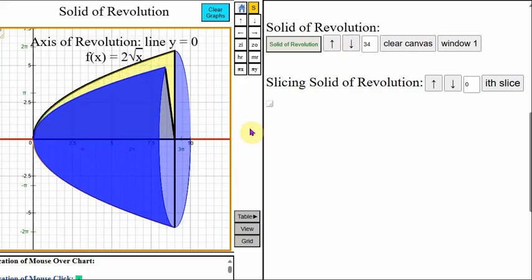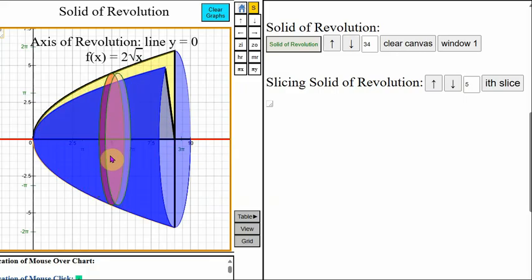And the way we find the volume of the solid of revolution is by dividing the solid right here into many slices, thin slices like this right here. And then each slice would be in the shape of a cylinder. And then we would find the volume of each cylinder and then add all the volumes together, and then that will give us an approximate volume for the solid.